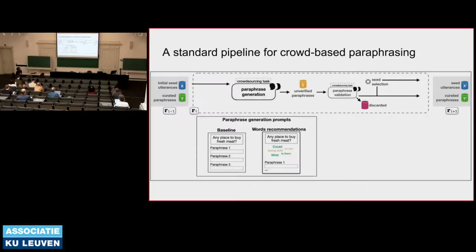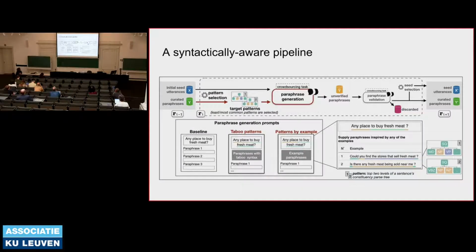Here, a baseline prompt may simply ask the crowd to provide paraphrases for a seed, or it can even include word suggestions for workers to use. While valuable, this contribution focuses primarily on lexical diversity, and it isn't clear to what extent current approaches are able to deliver on syntactic diversity. Our work introduces a multi-stage paraphrasing pipeline designed to guide the crowdsourcing process towards producing paraphrases that are syntactically diverse.